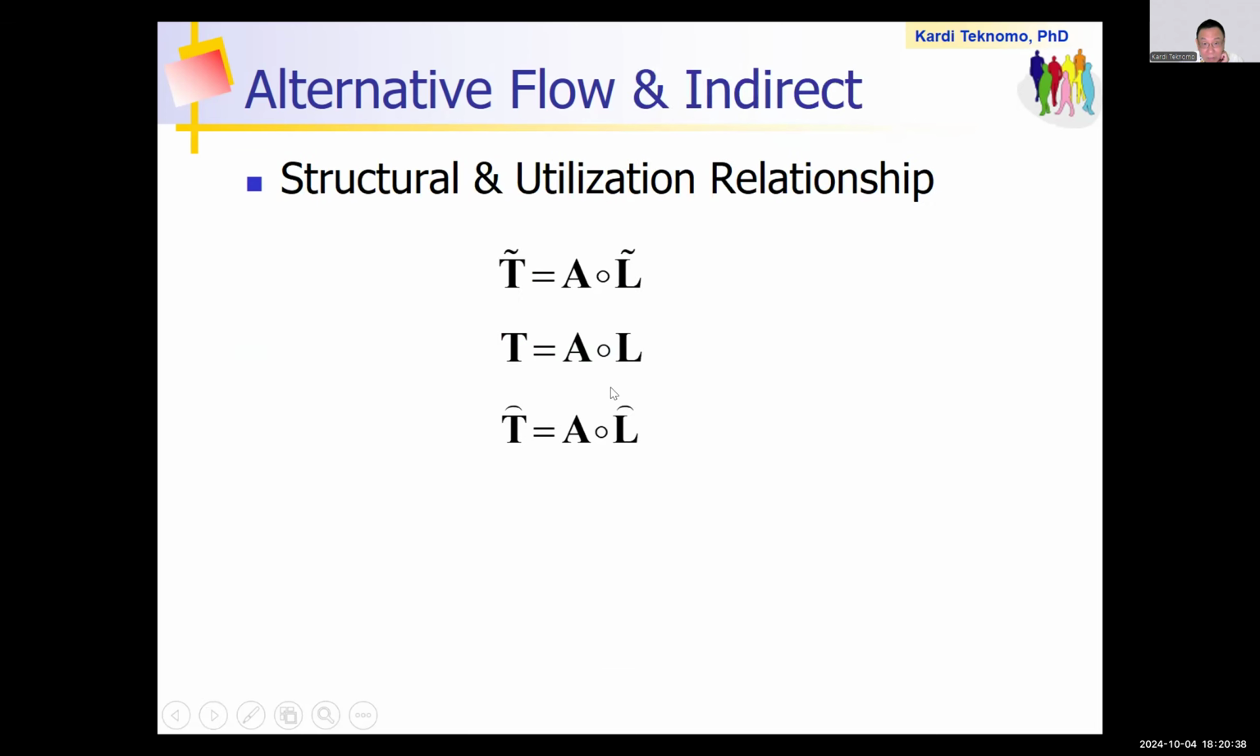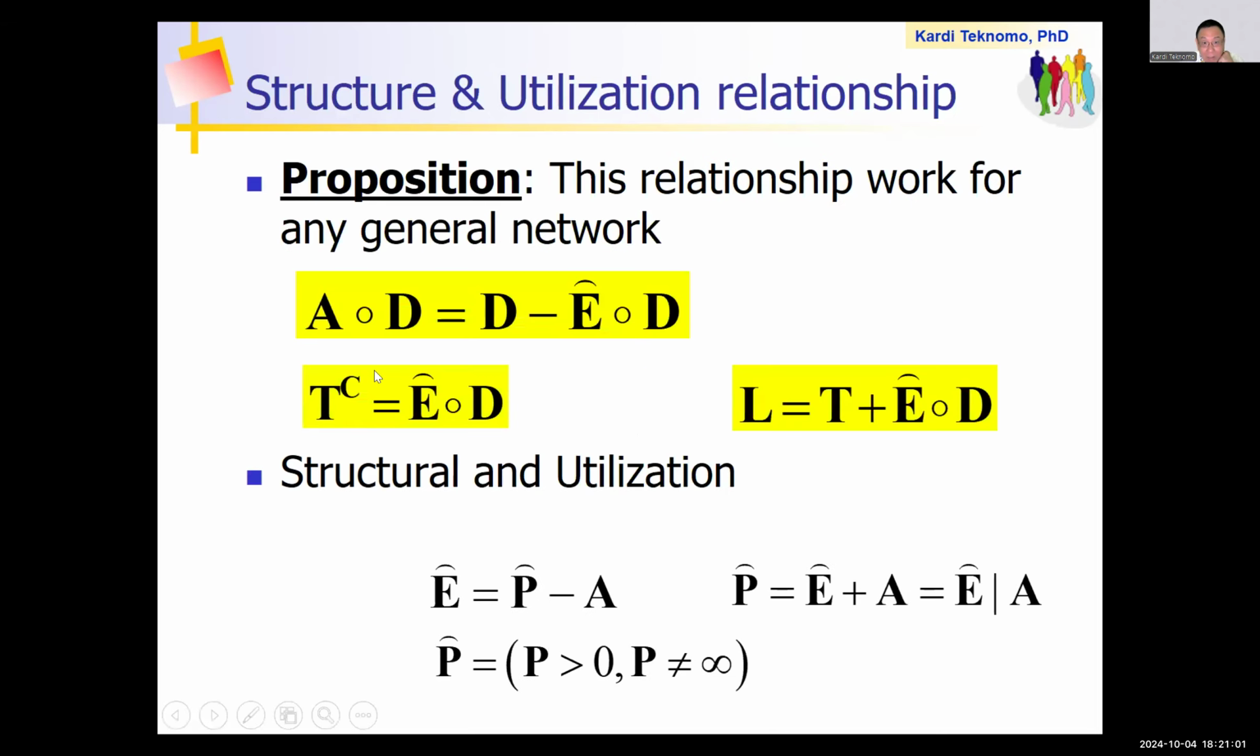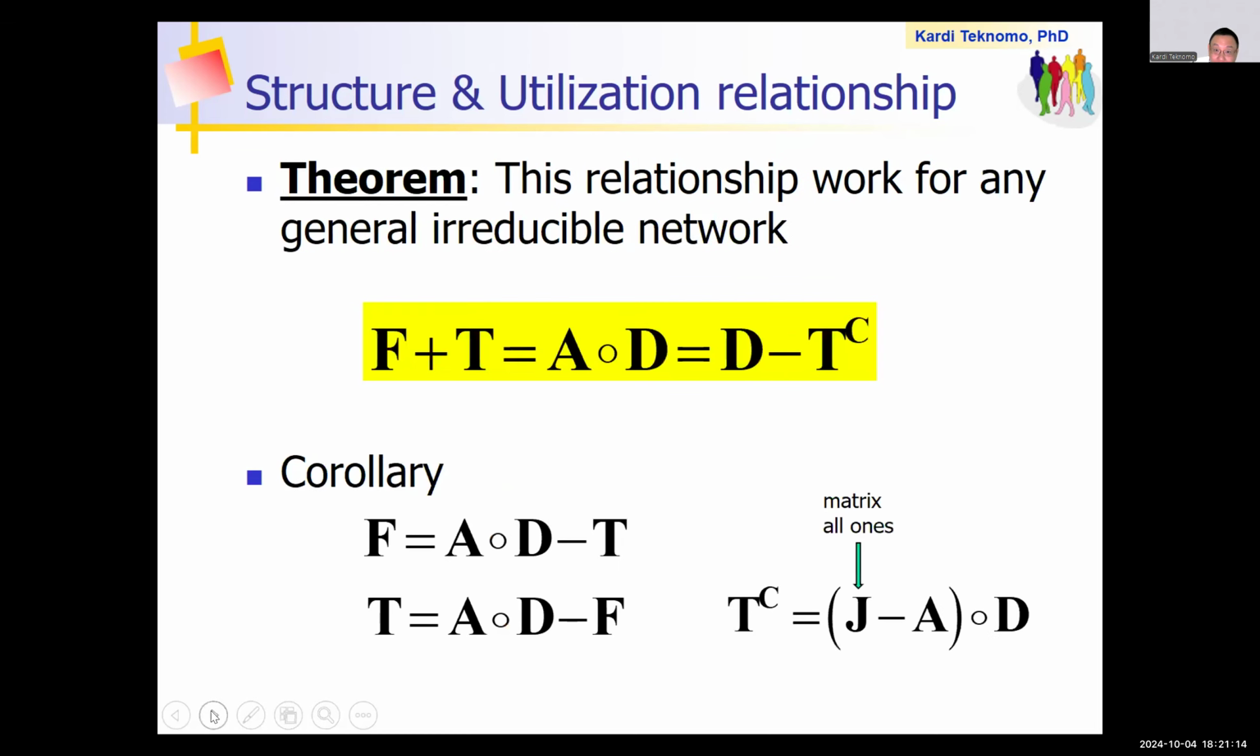Now, again, we can get the relationship between the network structure, A here is the network structure, and the network utilization. T here is the alternative route, and L here is the indirect. With that we can also get other relationships. In general the network is supposed to be correct, but not sure why certain trajectories make it incorrect there a while ago, right?